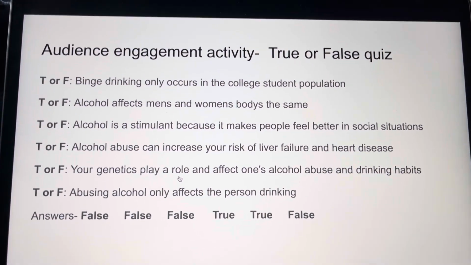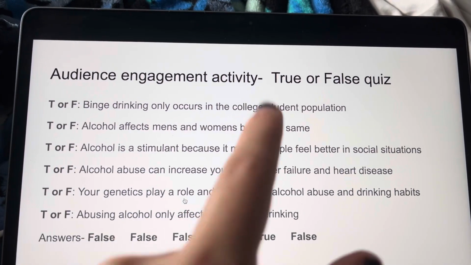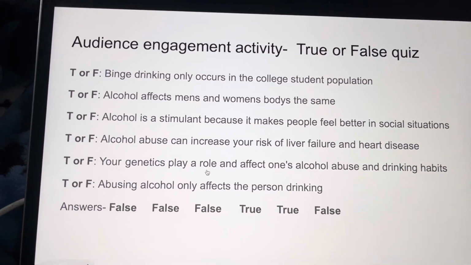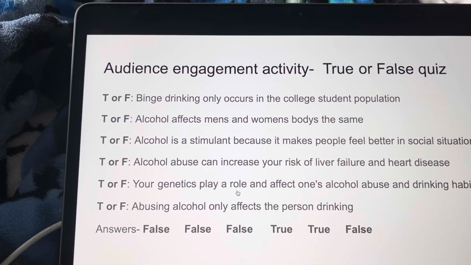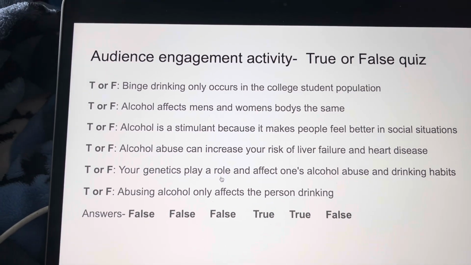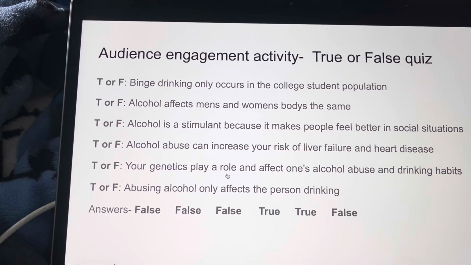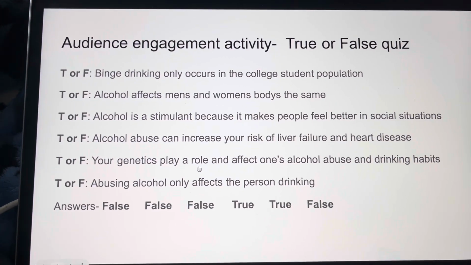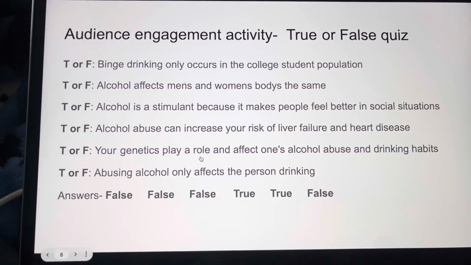This is my true or false quiz that I made, and I'll just go in order and I can explain why for each one. Binge drinking only occurs in the college student population. That is false. Binge drinking occurs in people all the way through their 60s, and is really prevalent in people's 30s and 40s.